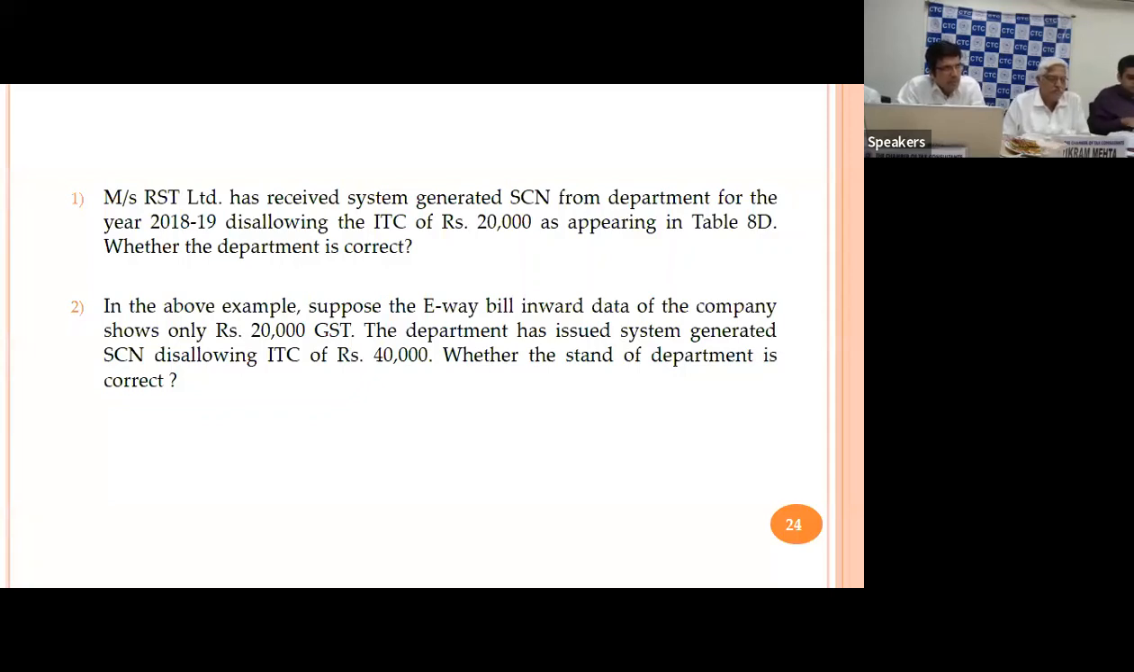I'm sure this is a very common show cause notice which all assessees across all industries have received. So, what should be our stand in such a case?